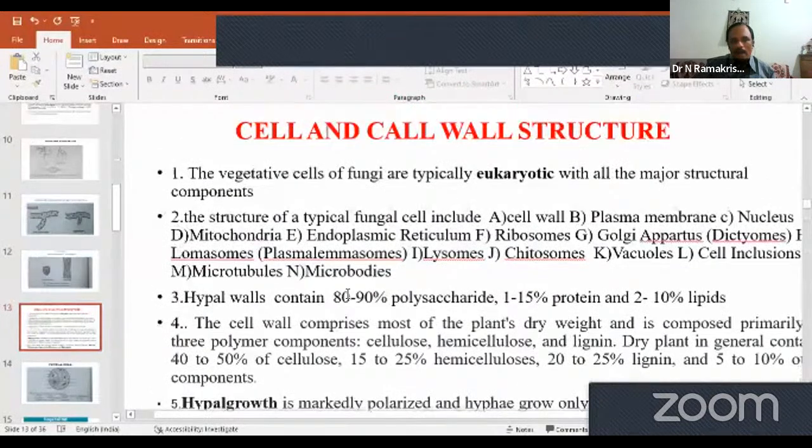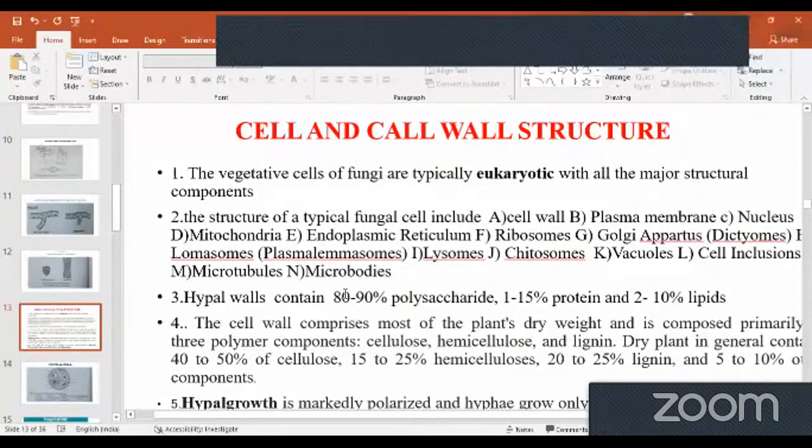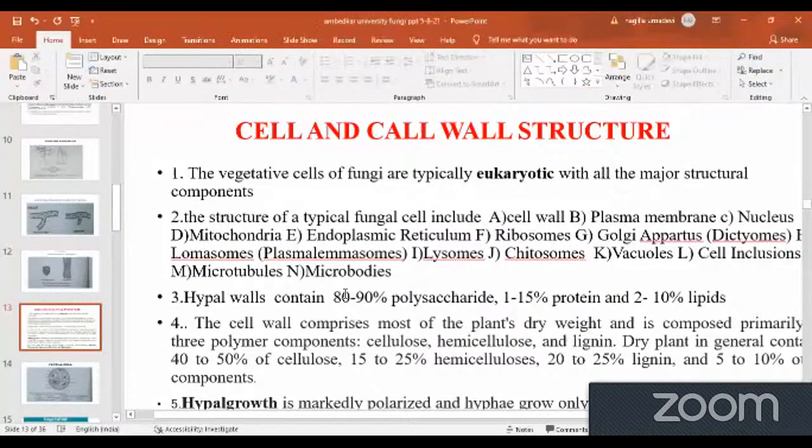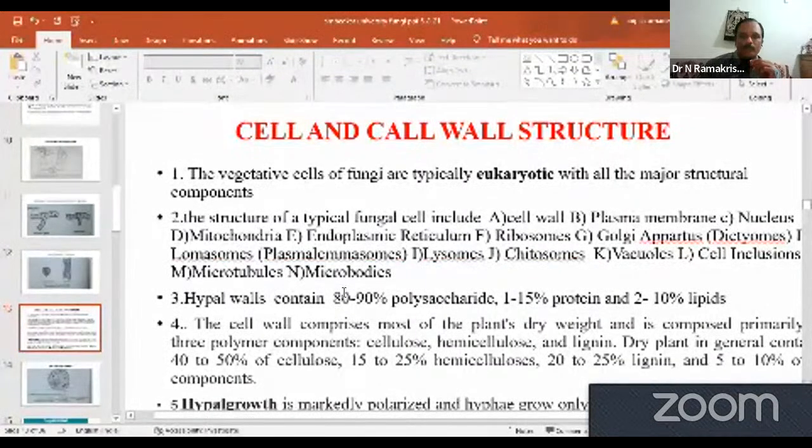Cell and cell wall structure of fungus. Cell and cell wall structure of fungus. Found anyone audible? Yes, sir. Yes, okay. Please.